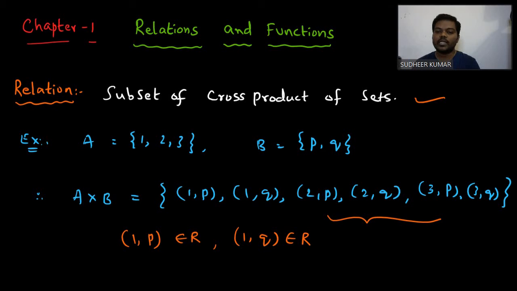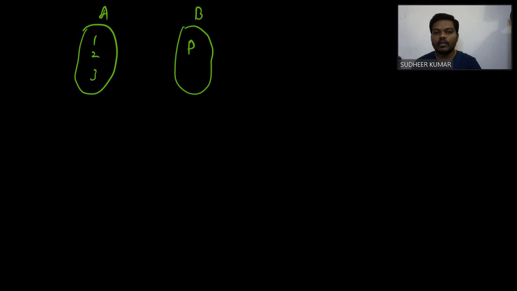Let us see how to represent it in the Venn diagram. So let us take set A, which is {1, 2, 3}, and set B, which consists of P and Q. Now 1 is associated with P, and 2 and 3 are also associated with P. Similarly, 1 is associated with Q, and 2 and 3 are also associated with Q.